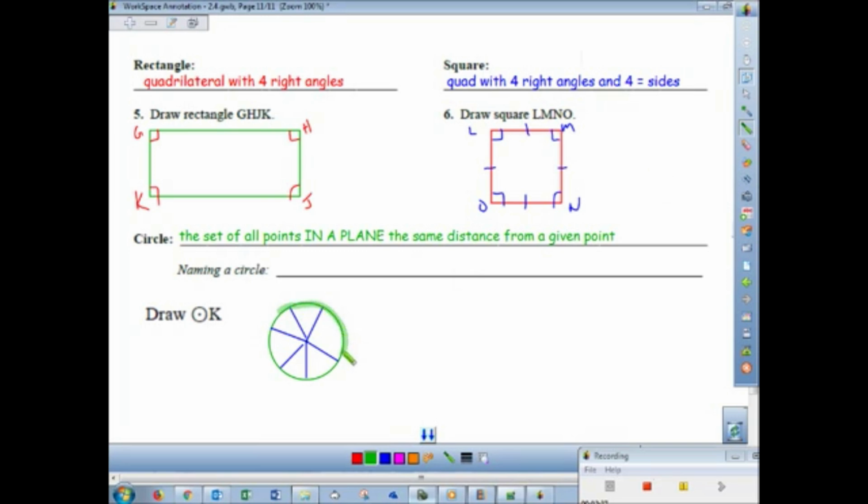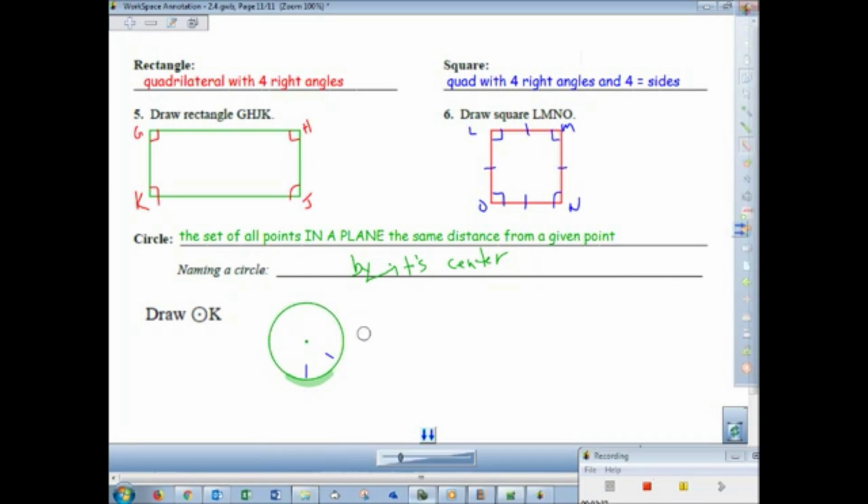Every single point, if I go 4 units away from the center of that circle, would form that circle right there. So it's the set of all points in that plane, the same distance, which is called the radius, which we should know already, from a given point. So to name a circle, you name it by its center.